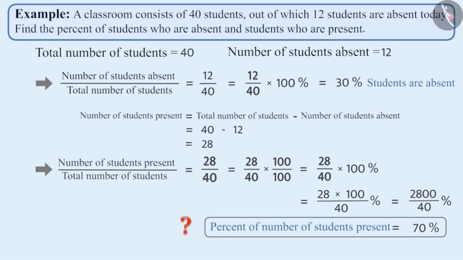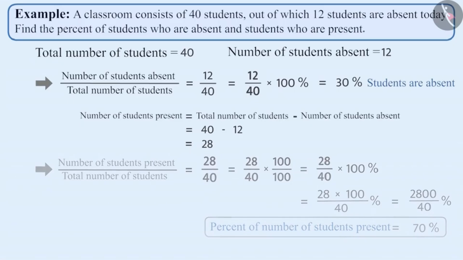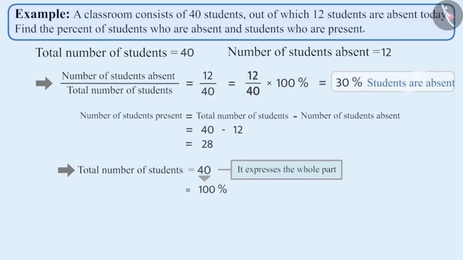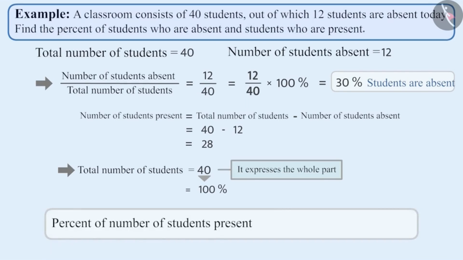Any guesses how? Let me tell you. The total number of students in the classroom is 40. Since it expresses the total or whole part, we can consider it 100%. Since we have obtained the percent of students absent is 30%, we can say that the percent of number of students present is equal to 100% minus 30% is equal to 70%.